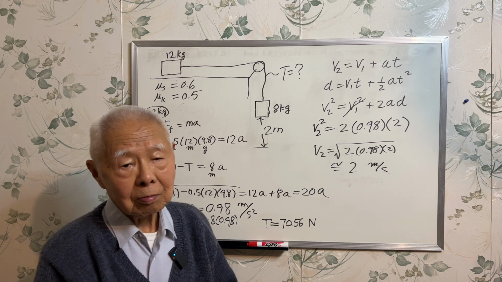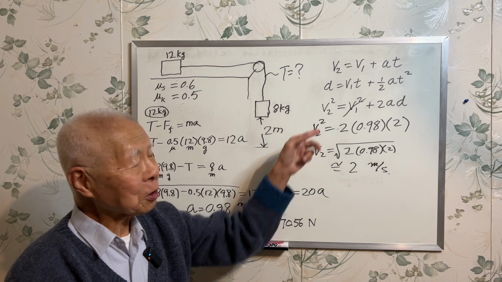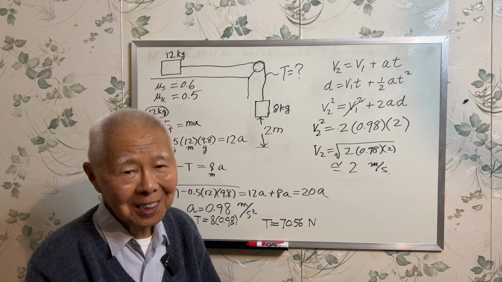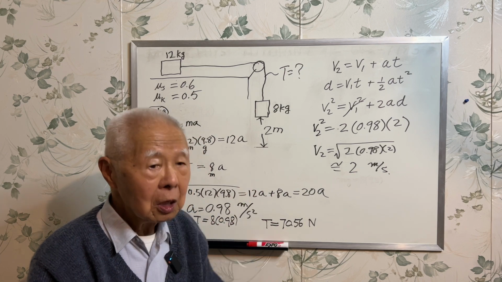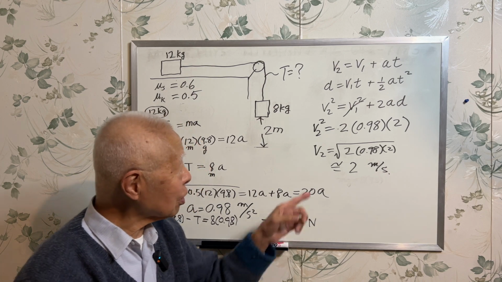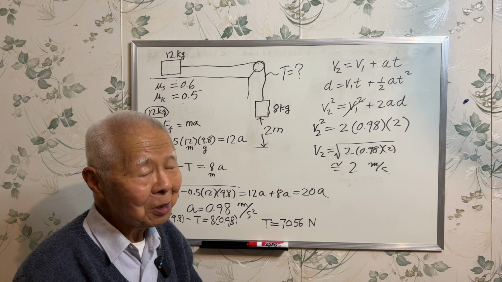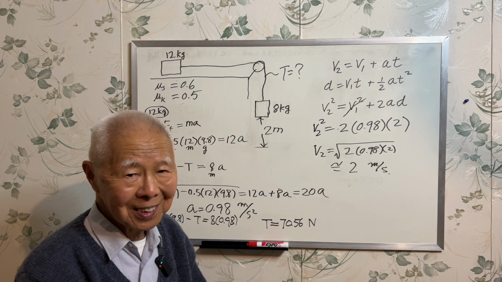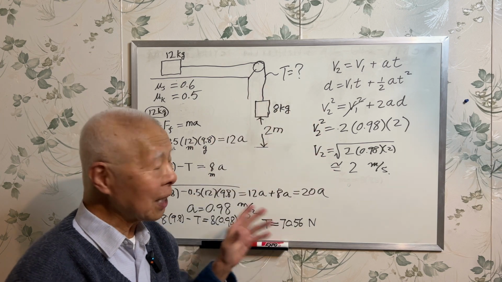One remark. If you do mathematics, you know that when you take a square root, you need plus minus. But this is physics. Remember, in physics you need to see what is reasonable. Can you have a negative velocity? No, you don't need plus minus. It's just 2. So you have every answer here.